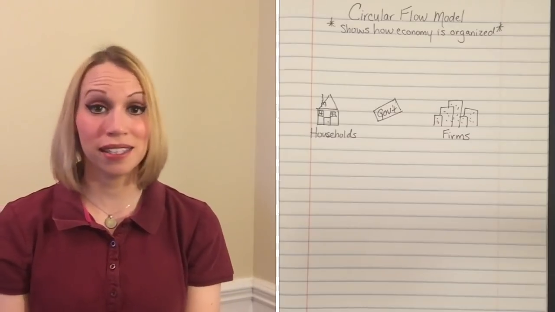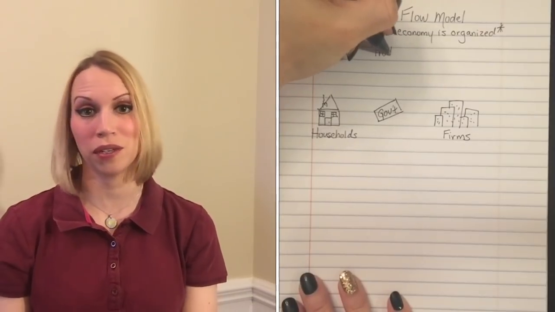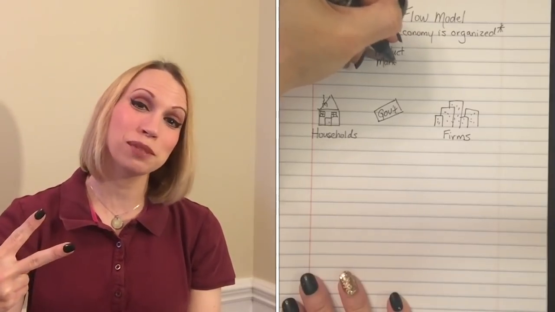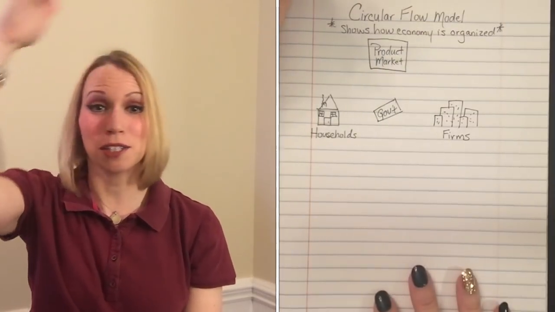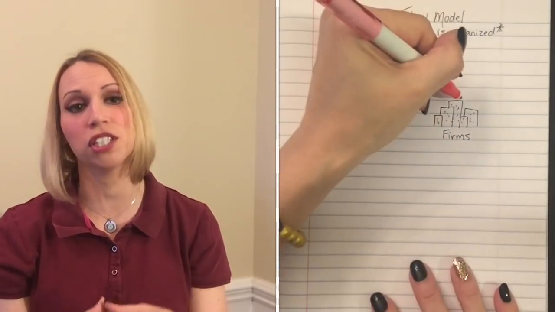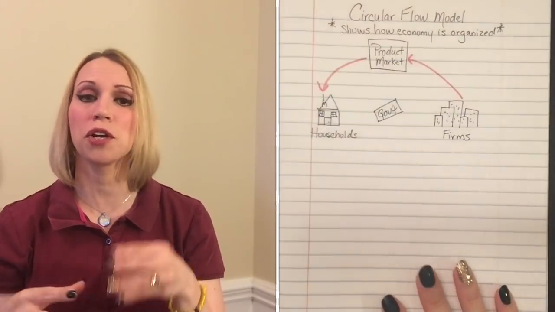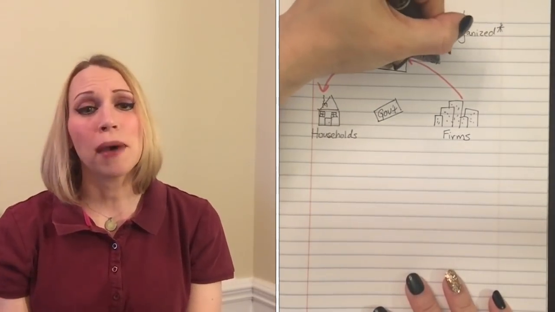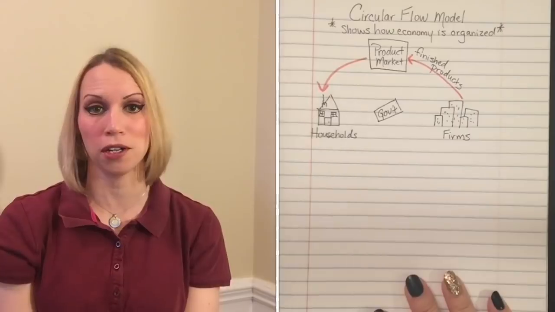Now let's talk about how these key entities interact with each other within the circular flow model to keep the economy going. First off, households and firms are going to interact with each other in two main types of markets. First, let's talk about the product market. Now in the product market, this is where finished products are going to be exchanged. So finished goods, finished services, this is when you go to the store and you pay people for a finished product, or you're paying someone for a finished service like a taxi ride. So think about finished products, finished goods and services being exchanged in the product market.